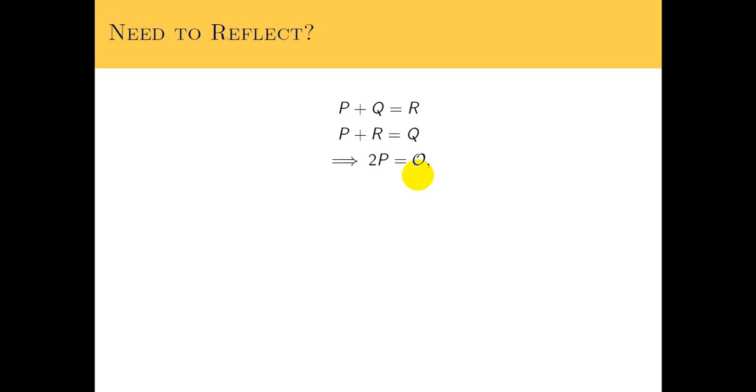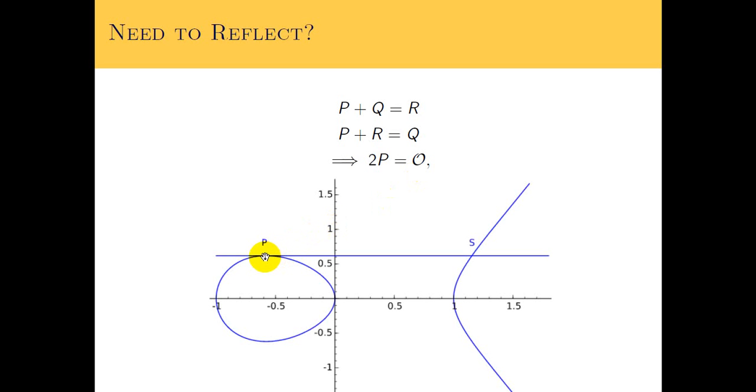And why is that a problem? Because, for instance, if you take this point here and you add it to itself, the result is going to be the third collinear point, which is right here. P plus P is S. But that's not the identity, is it? It's a point on the elliptic curve. It's not the point at infinity. So that's why we need to reflect, because if we don't, this stuff happens.